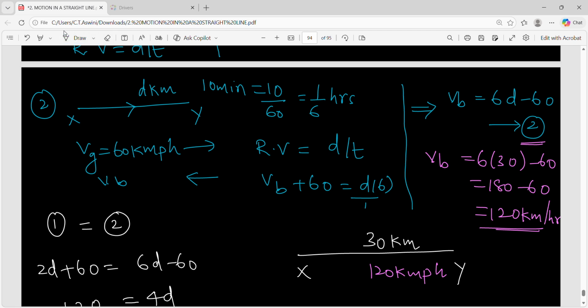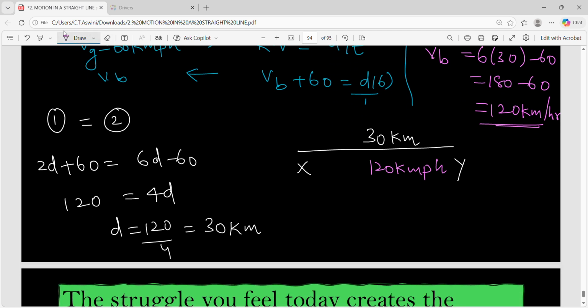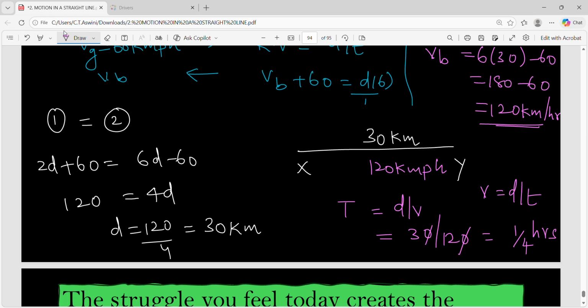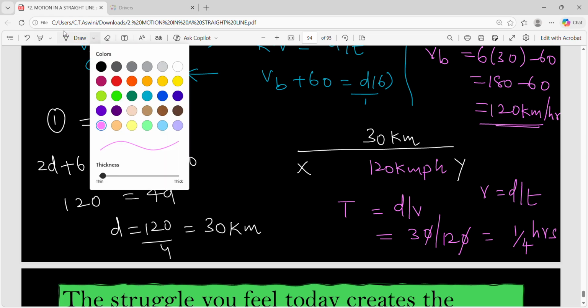120 kilometers per hour. This is the speed of the bus. So speed of the bus is available and distance is available. So what will be the time taken by the bus? Speed is equals to distance upon time. So time is equals to distance by speed. So distance is 30, speed of the bus is 120. So 30 by 120, 0, 0 cancel. So 1 by 4 hours. Clear?